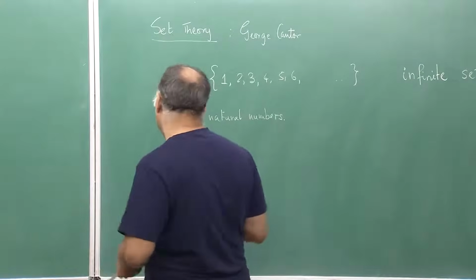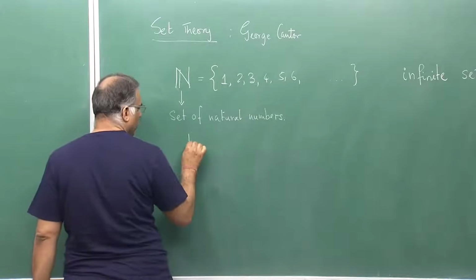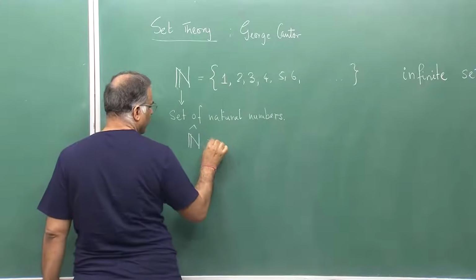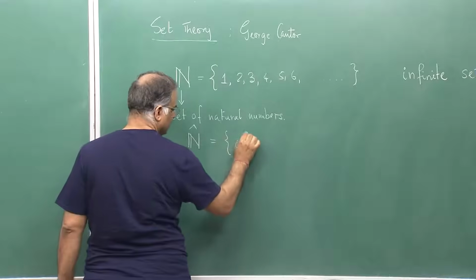So, this is the set of natural numbers. Some people try to define what is called the set of whole numbers by introducing 0 in the set of natural numbers.